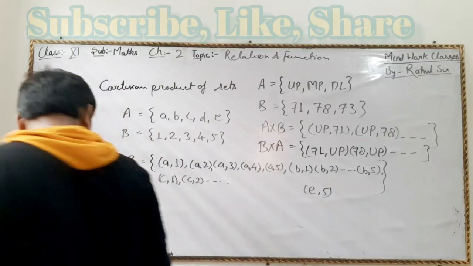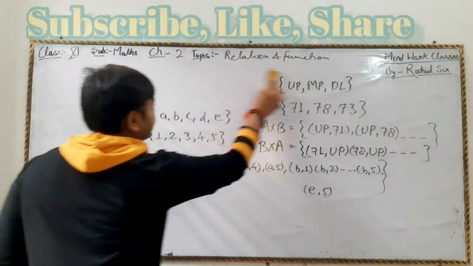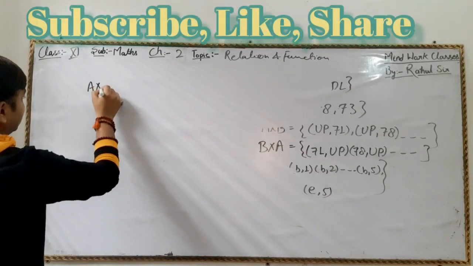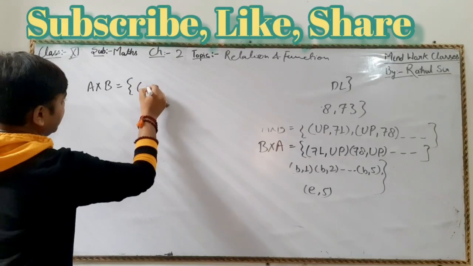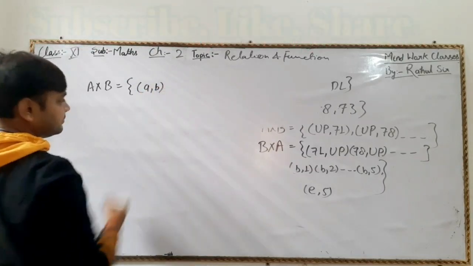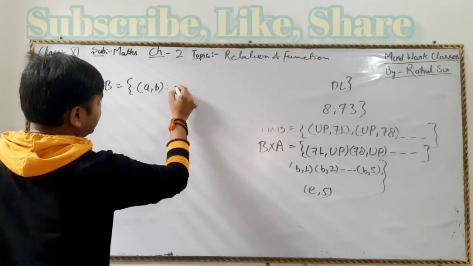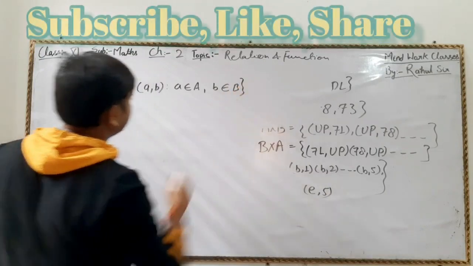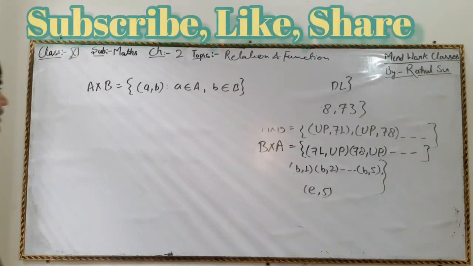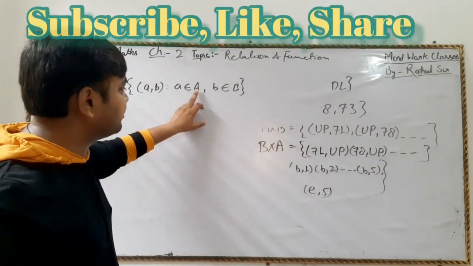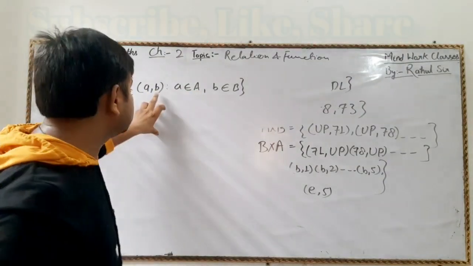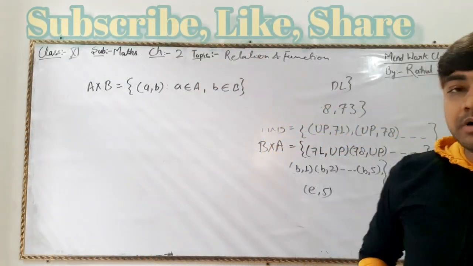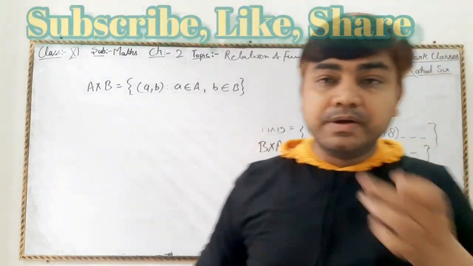Now if you write this in set builder form, A cross B is equal to the set of (a, b) such that a belongs to A and b belongs to B. That means the first element must belong to A, and the second element must belong to B, the second set. This is called the Cartesian product of any two sets.